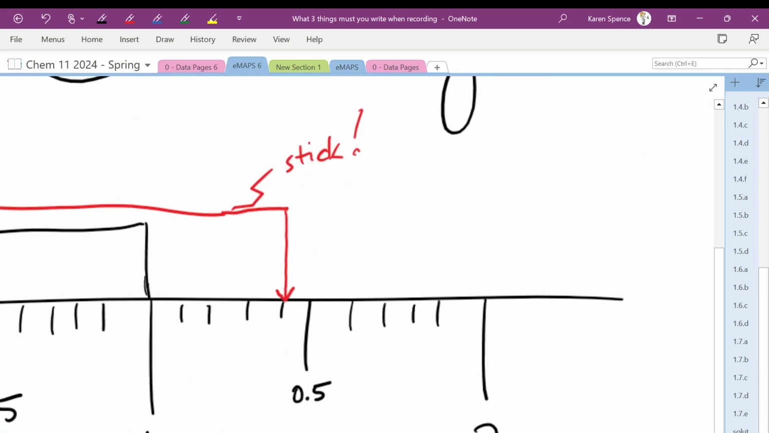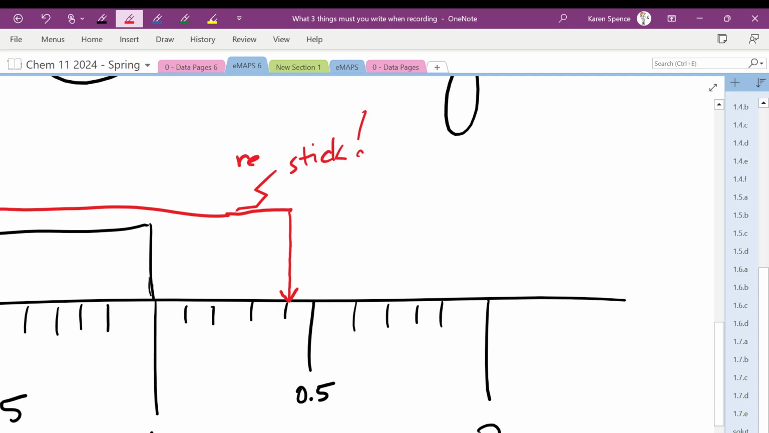So what are we measuring? We are measuring a red stick. But we can't just say red stick, because if I just say red stick, am I measuring how long it took the red stick to fly across the room? Am I measuring the mass of the red stick? What am I measuring about that red stick?